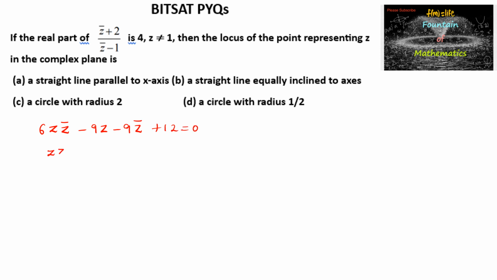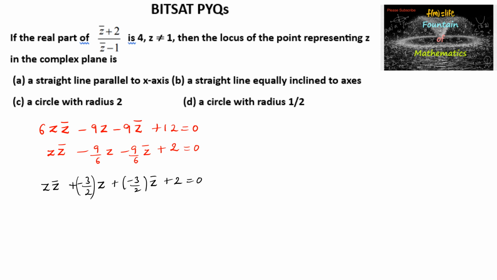We can also write z z bar minus 9 by 6 times z minus 9 by 6 z bar plus 12 upon 6, which is 2, is equal to 0. So this can also be written as z z bar minus 3 by 2 z minus 3 by 2 z bar plus 2 is equal to 0, which is in the form z z bar plus a bar z plus a z bar plus b is equal to 0.